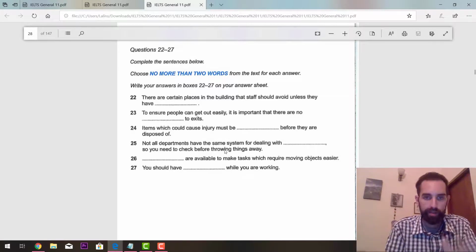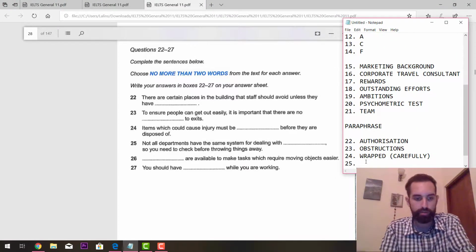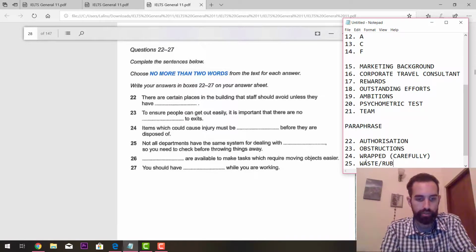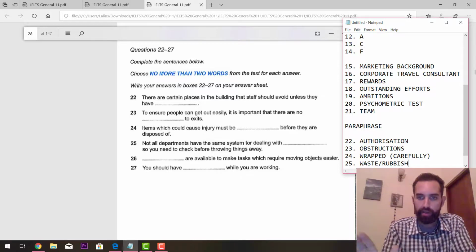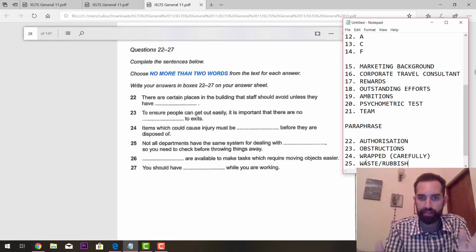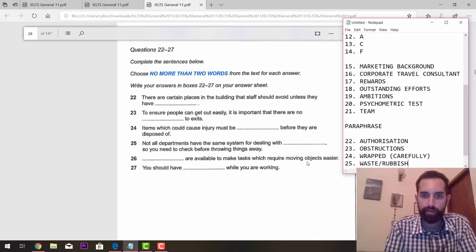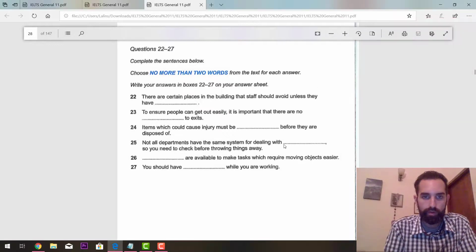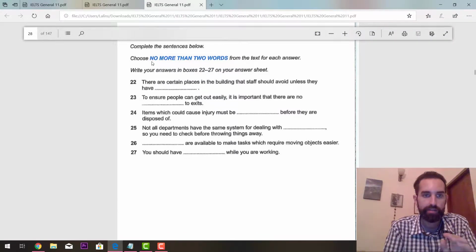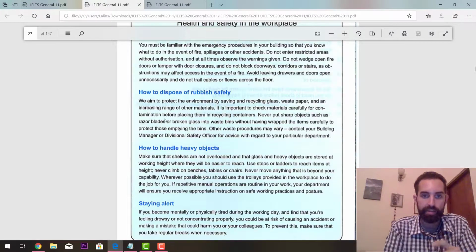So they don't have the same system. That means this question is waste / rubbish. You can use either of those words, waste or rubbish. Either is correct. Okay, so that is 25. 26. Blank are available to make tasks which require moving objects easier. So now that will be in this section, how to handle heavy objects.